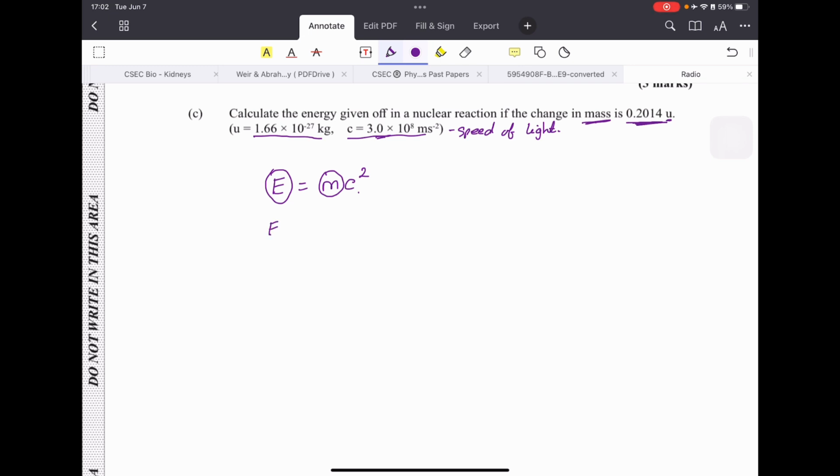So E will be equal to this mass, 0.2014 multiplied by 1.66 by 10 to the minus 27, and all of that now is being multiplied by 3 by 10 to the 8 squared. Okay, so you definitely need to have your hands on a calculator in order to figure this one out. Let me just grab my calculator and I will calculate it with you.